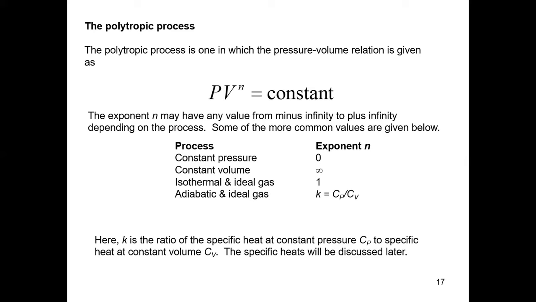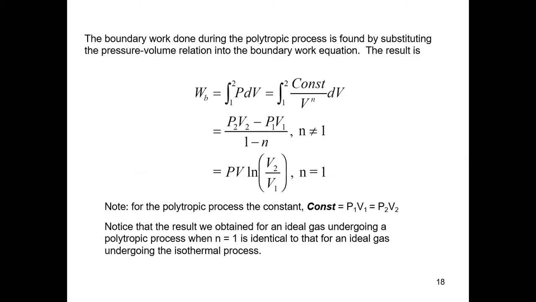And adiabatic and ideal gas, remember adiabatic means no heat transfer, n is K, which is equal to Cp by Cv. Here K is the ratio of the specific heat at constant pressure, Cp, to the specific heat at constant volume, Cv. Okay. So the specifics will be discussed later.